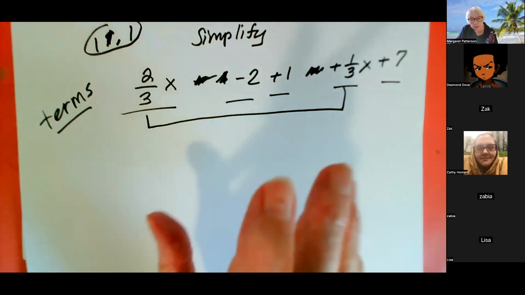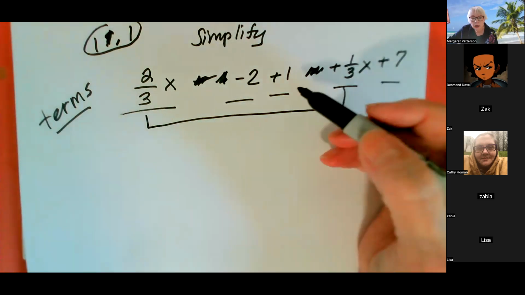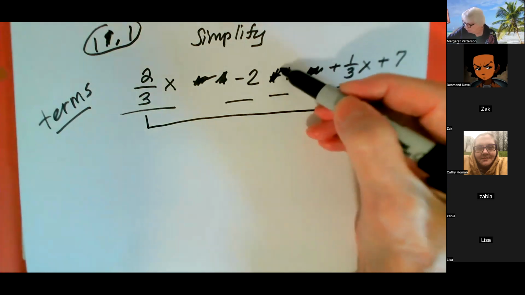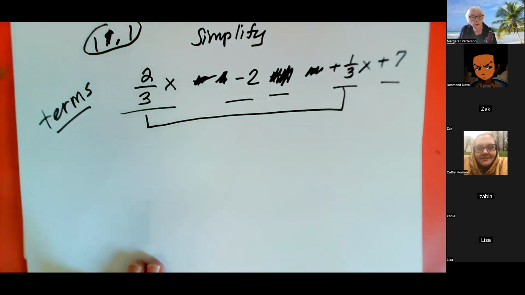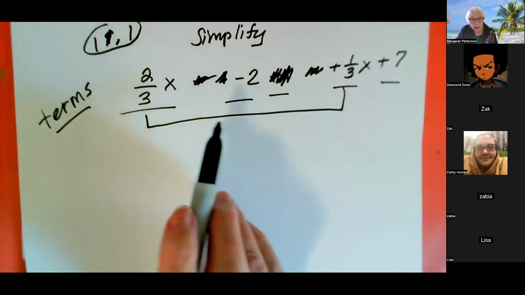And remember the commutative, go ahead. This isn't the problem. There wasn't a +1 after -2, it was just +1 over 3x. So take this one away. Okay. So there's 4 terms. 1, 2, 3, 4.